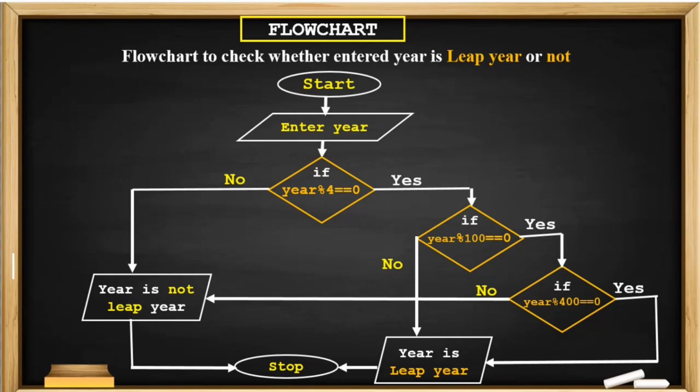If year is a centurieth year, then we will check one more condition, that is whether it is exactly divisible by 400 by year mod 400 double equal to 0. If this condition is satisfied, then we will print entered year is a leap year. If this condition is not satisfied, then we will print this year is not leap year. Complete flow is represented as shown in respective blocks. Flowchart always begins with start and ends with stop.